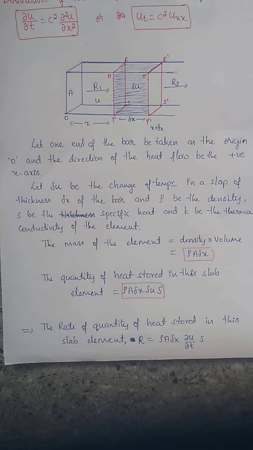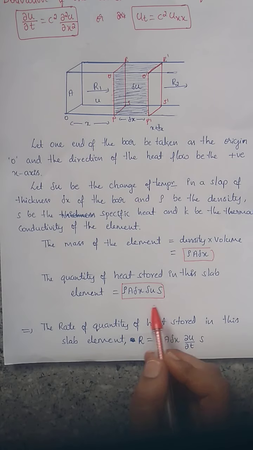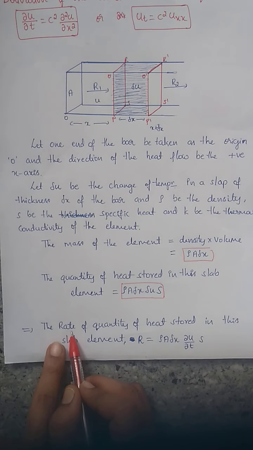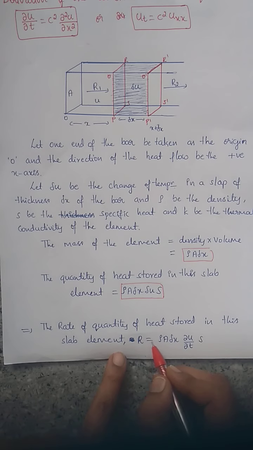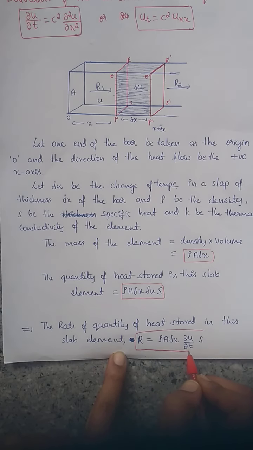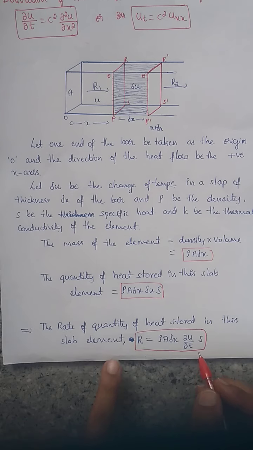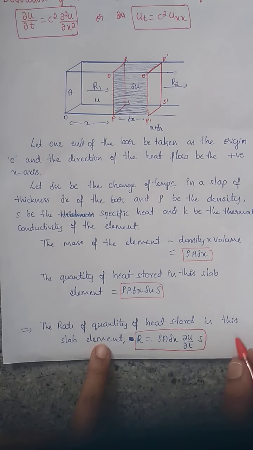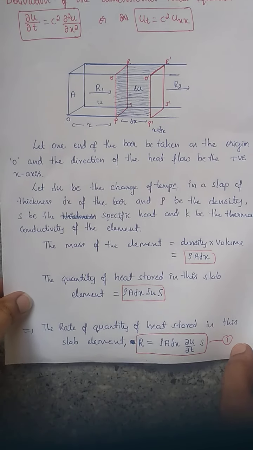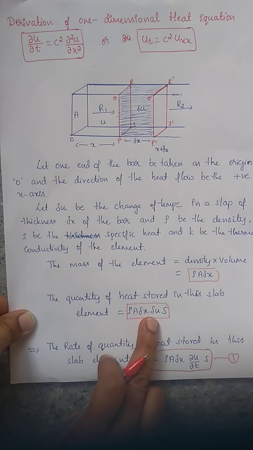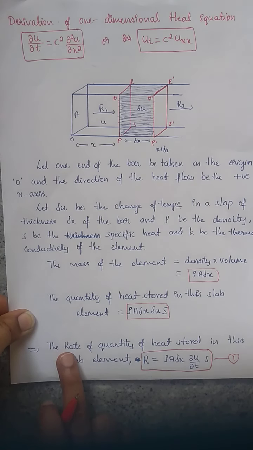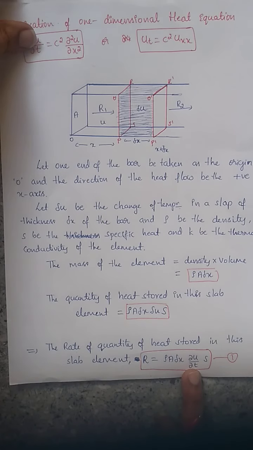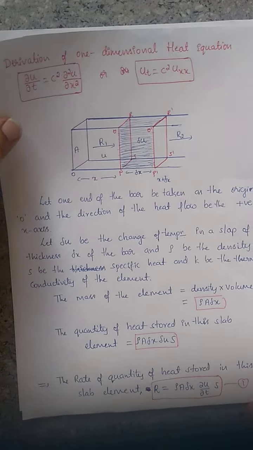So using the previous formula, the quantity of heat stored in this slab, we can write the rate of quantity as nothing but temperature depending on the time. The temperature is changing with time, therefore for the rate of quantity, delta U is replaced by dou U by dou T. I call it equation 1. Because of this, I changed delta U to dou U by dou T. Is it clear?